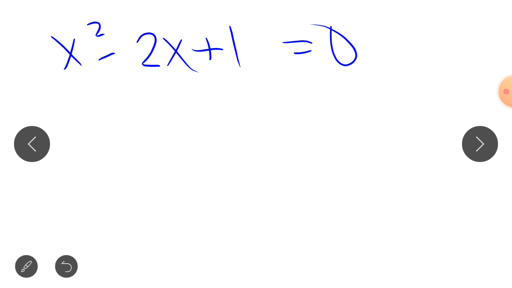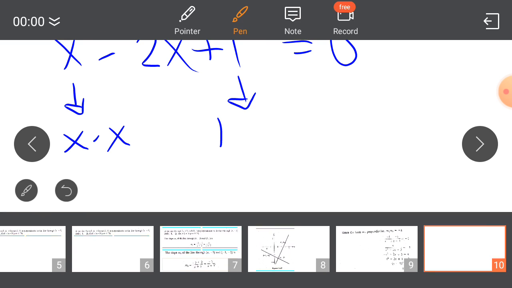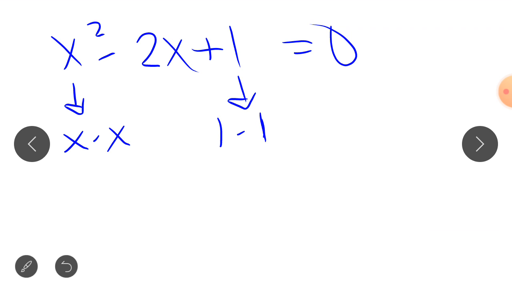Okay, x squared minus 2x plus 1 equals 0. How do we find x in this? So let's find the factors of this trinomial. Find the factors of the first term, x squared, so that is x times x. Factors of the last term, that is 1 times 1, nothing else, right?